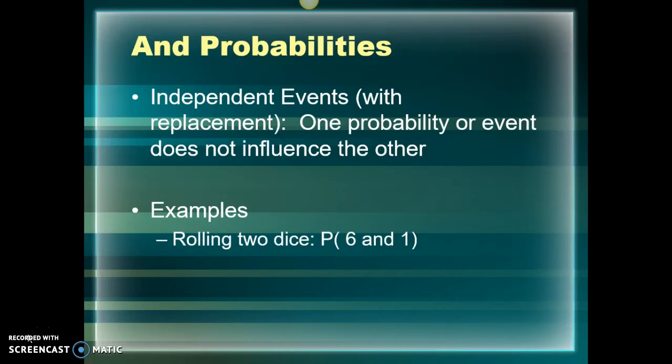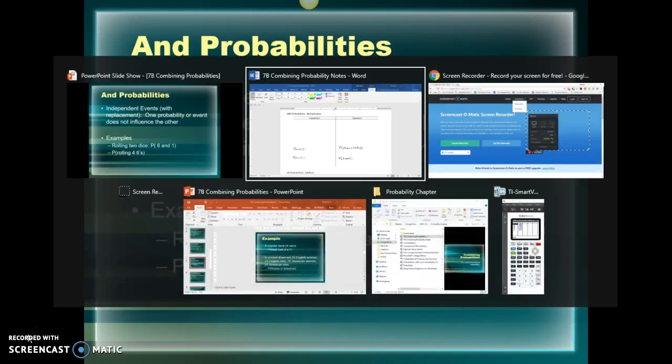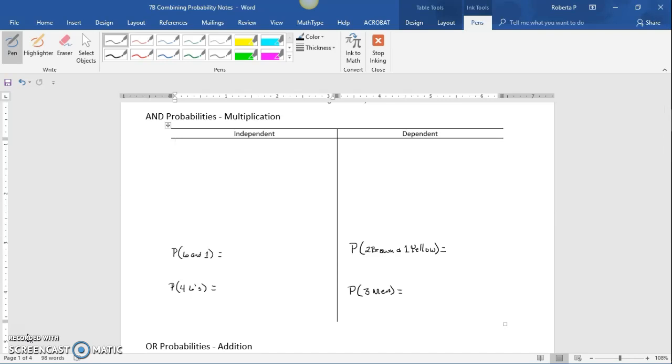We want to find the probability of rolling 2 dice and getting a 6 and a 1. We have to have 2 dice in order for that to happen, and also rolling 4 6s. The probability of rolling a 6 is 1 out of 6, and the probability of rolling a 1 is also 1 out of 6. Because AND probabilities are multiplication, we multiply these and get 1 out of 36.